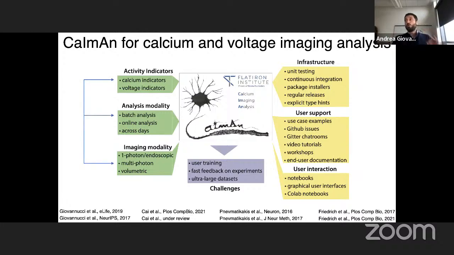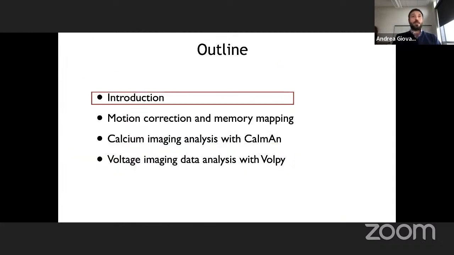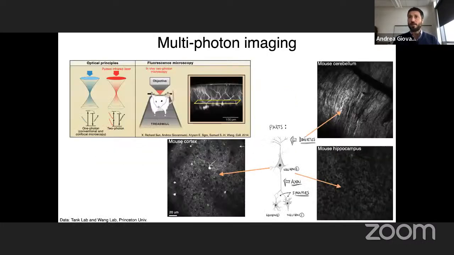Today, I'm going to focus on two specific portions of the capabilities of CaImAn. One is the analysis of calcium imaging in the batch modality, and the second one is the analysis of voltage indicators, which is also batch, and it's one photon, because most of the indicators available today are still compatible only with one photon and not with two photon imaging. Let me tell you a little about the two modalities that we're discussing, calcium and voltage imaging.